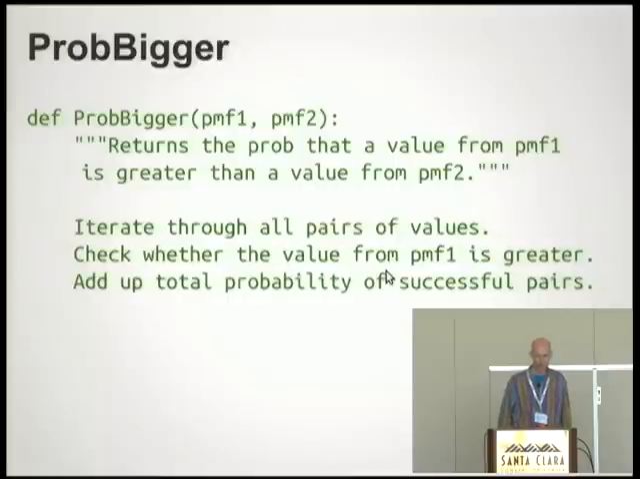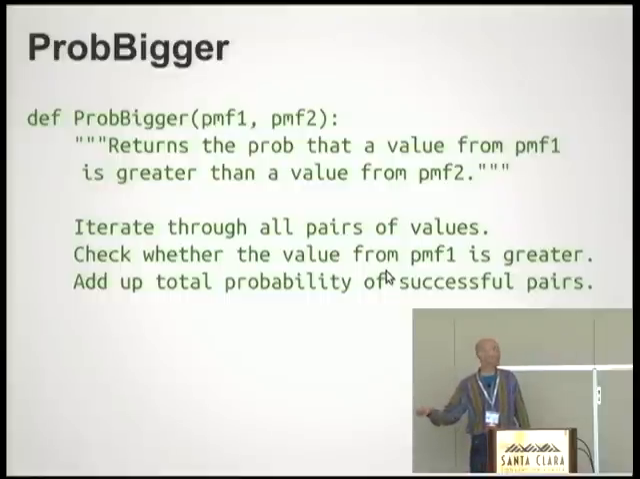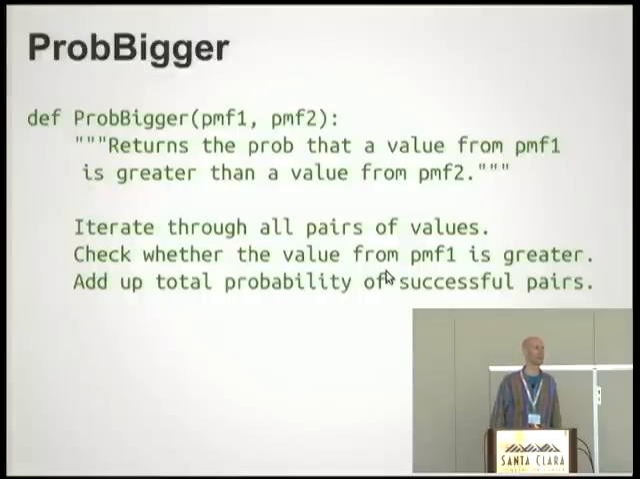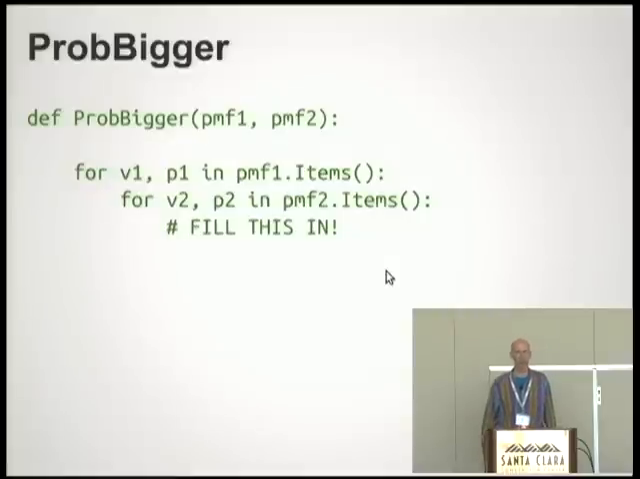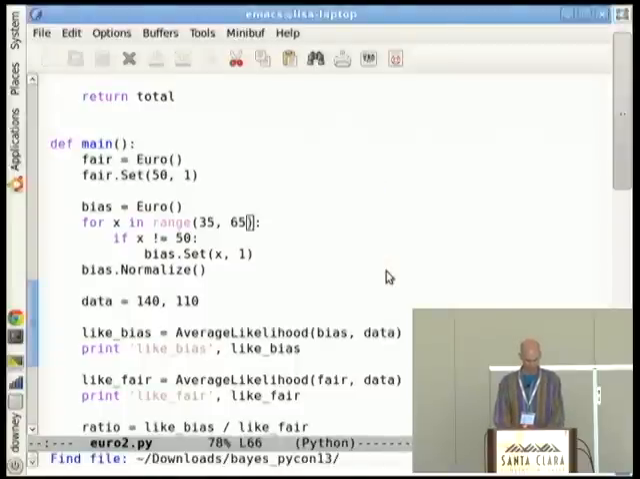We're going to be just a little bit more clever than that, which is we're going to iterate through all the pairs of values from the two distributions, check whether the value from PMF 1 is greater than the value from PMF 2, and count up the total probability of the pairs that have that property. And you're going to write this code in a minute. I'm going to give you a little bit of helper code, which is how you iterate through all the pairs in a PMF. There's a function called items that returns a list of pairs where each pair is a value and its corresponding probability. So this loops through all the values from PMF 1. This loops all the values from PMF 2. And your job is to compute the total probability of all pairs where V1 is greater than V2. And if you go to sat.py, you'll see again that I've given you the framework, and you can fill this one in.